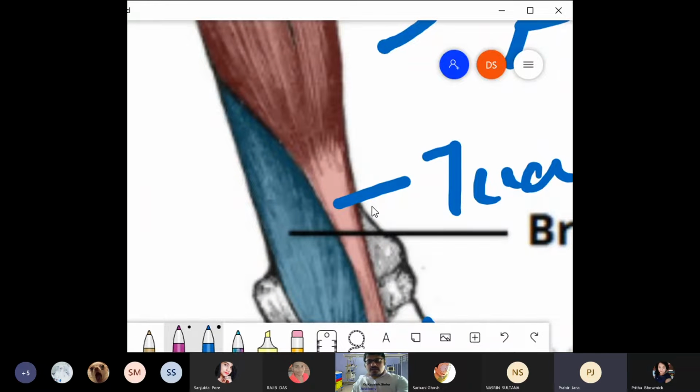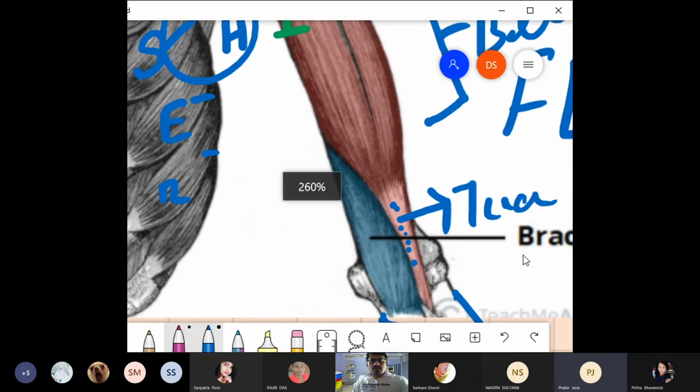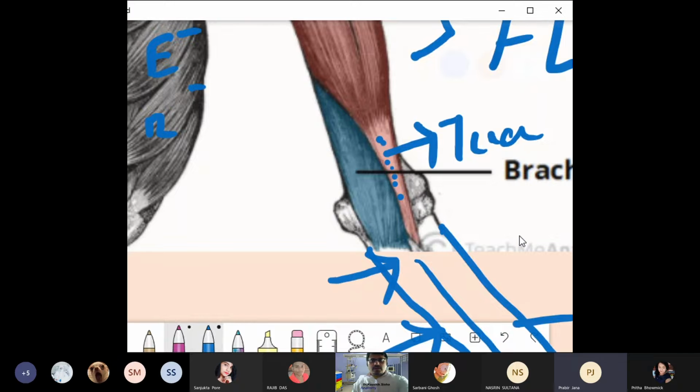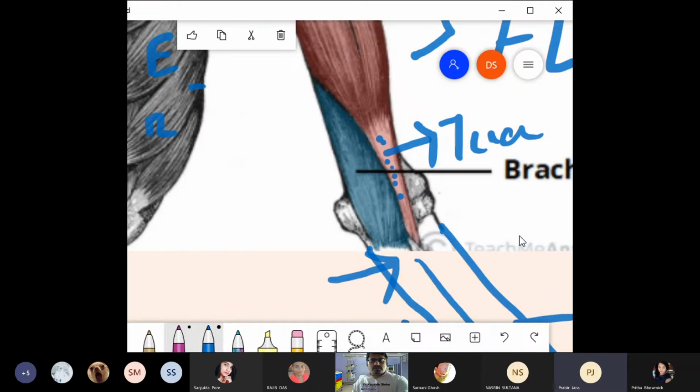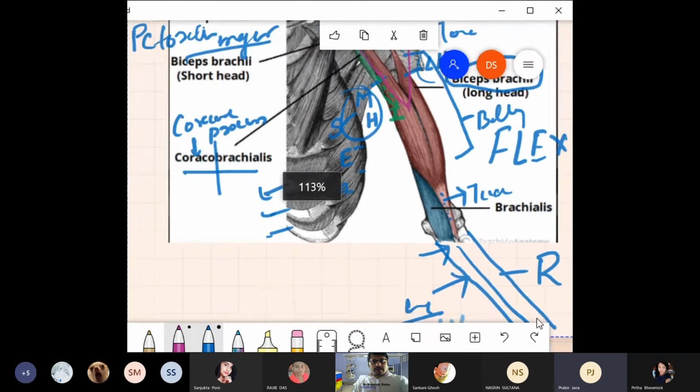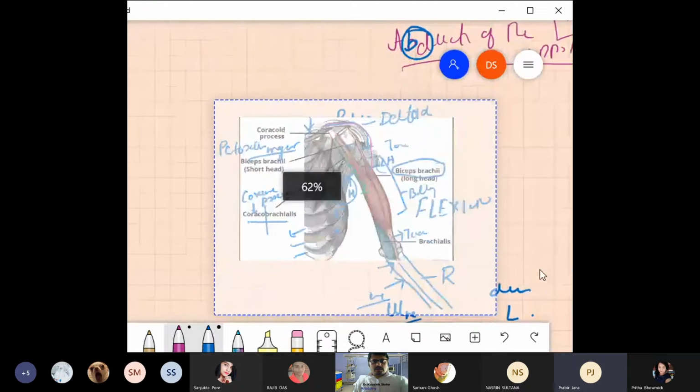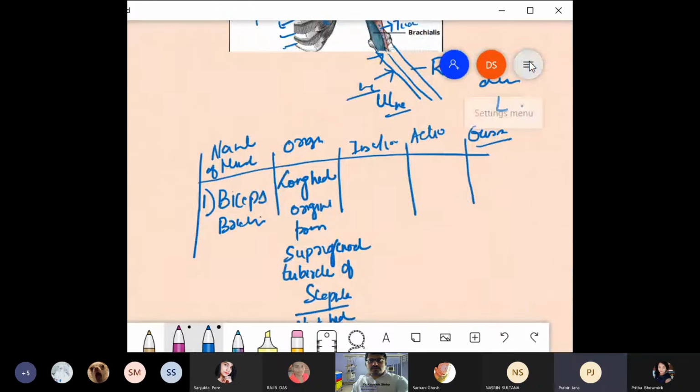So where is the tendon? It is where I have already written. This is the tendon. I am putting the blue dots on the tendon, right? And the tendon is finally being attached to which part? The radius bone. There is a small projection on the radius bone that is known as the radial tuberosity. Into that radial tuberosity, both heads of the biceps brachii are inserted. So in the column for the insertion, what I'm going to write here is radial tuberosity.